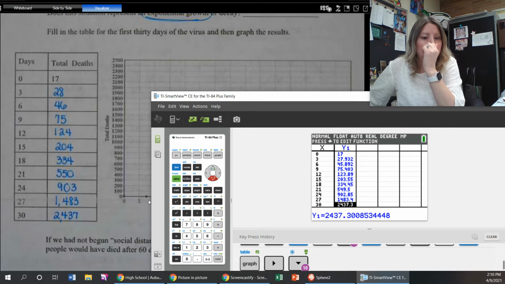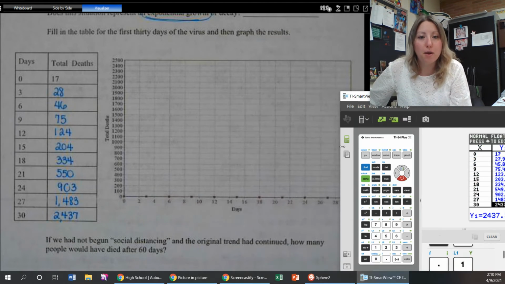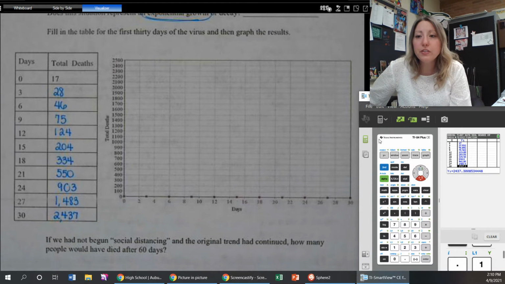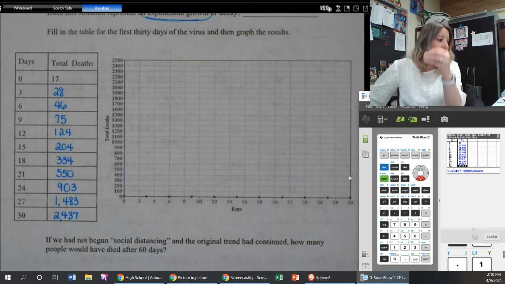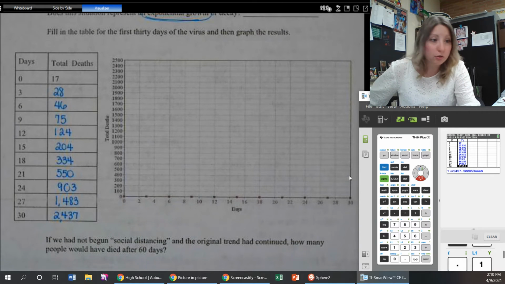Just reading it. Okay. So total deaths so far. Got it. Okay. So this is the trend that we were seeing in March of 2020.